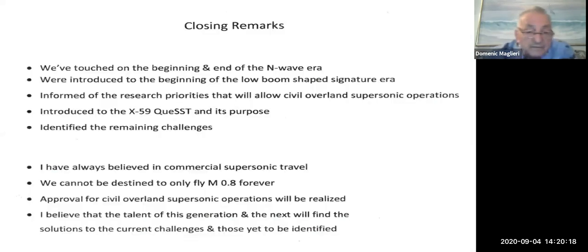Okay, let me just make some closing remarks. First of all, there are some things we just addressed. We've touched on the beginning and end of the N-wave era. We introduced the beginning of the low boom shaped signature area. We showed how to do that. We were informed of the research priorities that would allow for civil overland supersonic flight. And we introduced the X-59 and its purpose and identified remaining challenges.